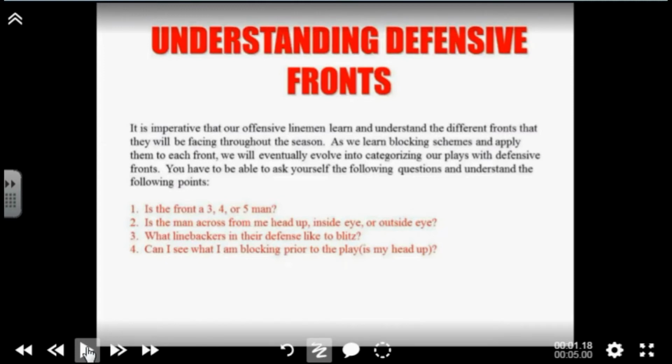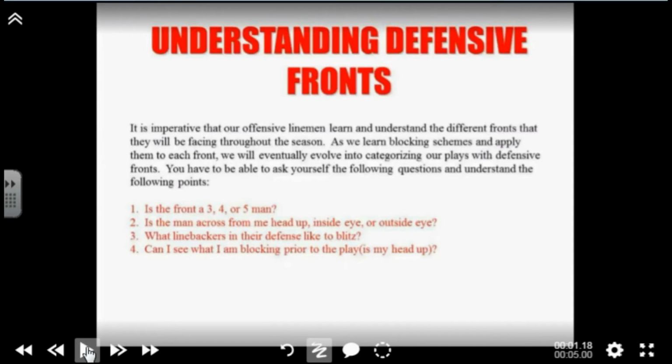So we have our zone footwork for my guy who is head up on me. How am I going to do that right? I'm going to split his crotch, aim for the number point that I want, keep my hands inside. What backers on their defense like to blitz? Are they coming? What happens when they go play head up, things like that.